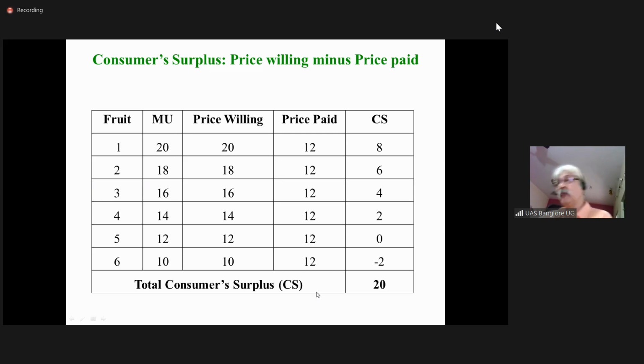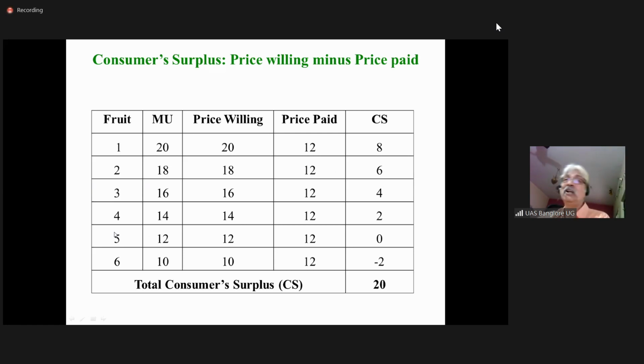12, 12, 12. So consumer surplus: the first unit of the fruit, the price willing is 20 rupees, actually paid 8 rupees. The difference is 8, that is consumer surplus. So as you go on consuming more, 18 rupees you are willing to pay, actually you are paying only 12, consumer surplus 6, and so on.